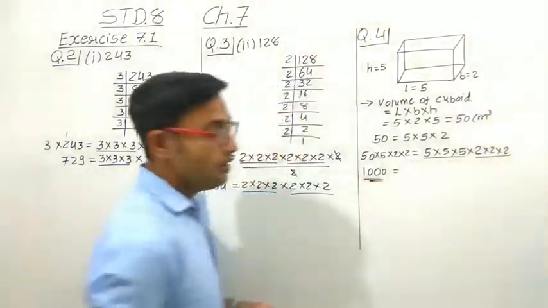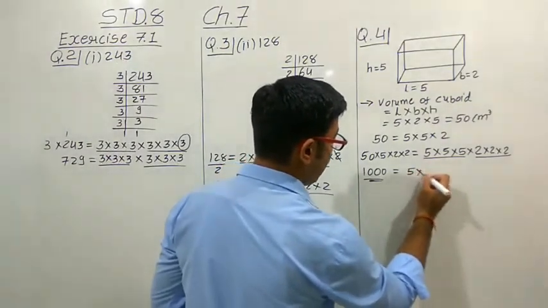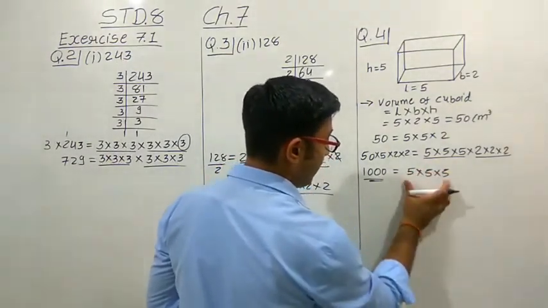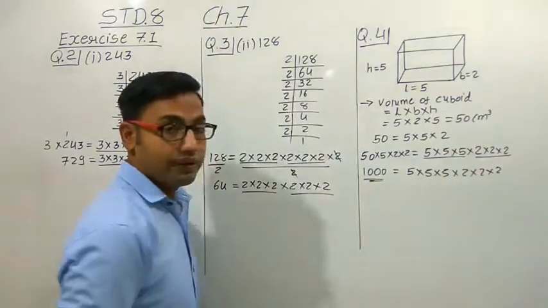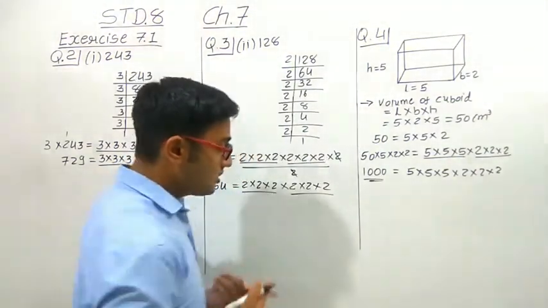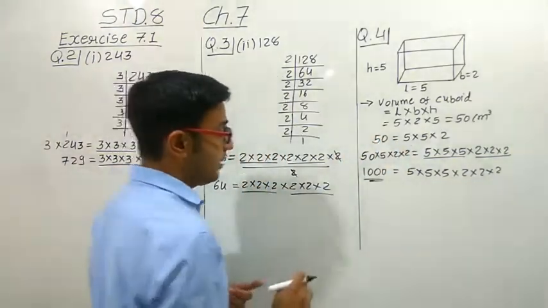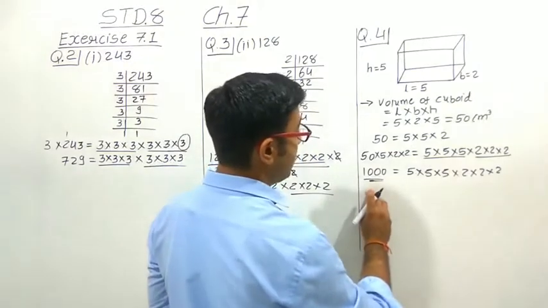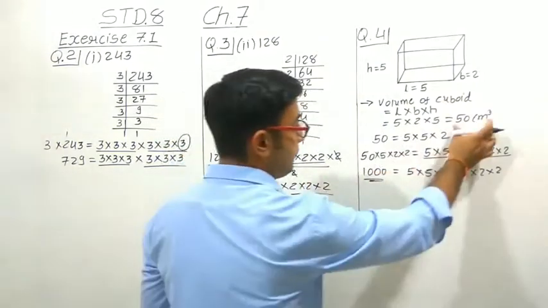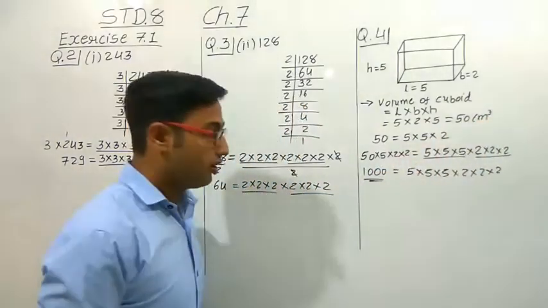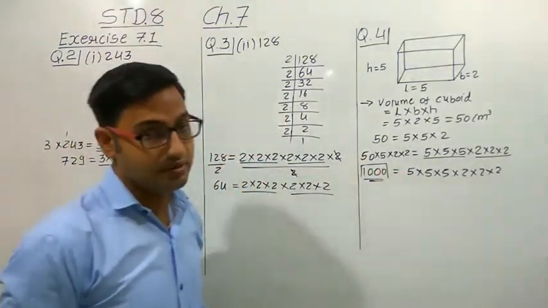Now this number will become a perfect cube number, and the prime factors we get here are 5 into 5 into 5, 2 into 2 into 2. So which number do we multiply to make this 50 a perfect cube? Or we can understand this by dividing the volume. This 50 cubic centimeter is the volume of one cuboid. The new volume we get here is equal to 1000 cubic centimeter.